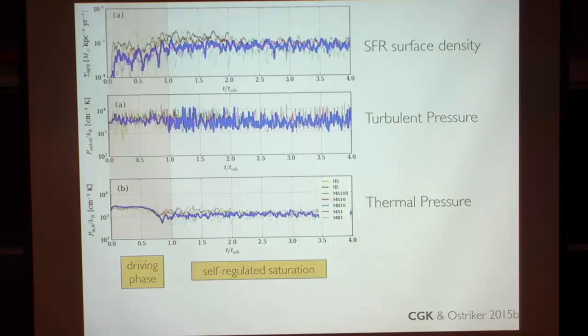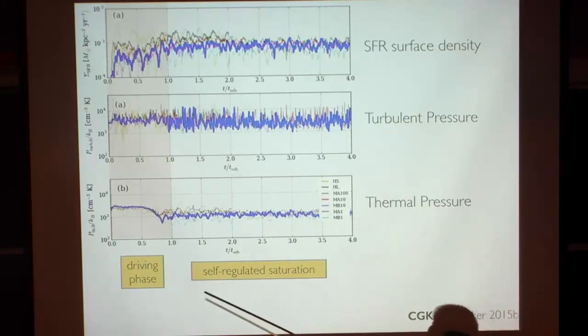So you're adopting some sort of Salpeter IMF to determine the stars? Yeah, so it's kind of Kroupa. And the number of supernovae? Right. So that gave us the M star, which is the mass of new stars formed per supernova. That is about 100 solar mass.